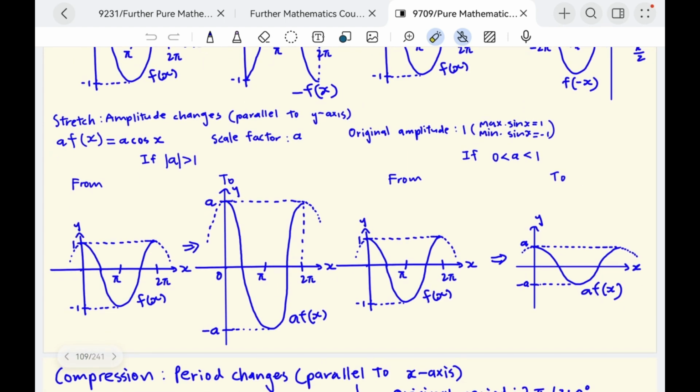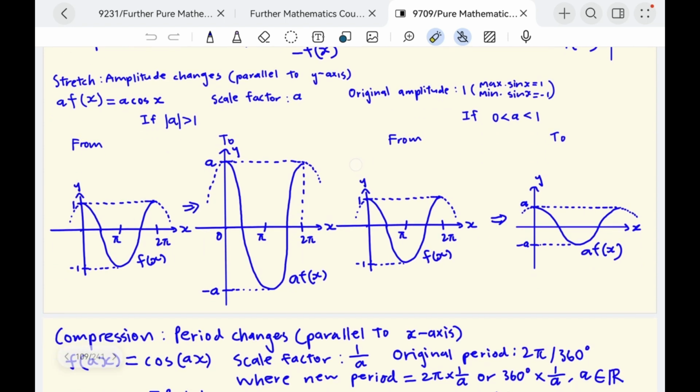So let's move on to the stretch of the cosine functions. So first is the amplitude change, and another one is the compression, which is for the period change. So if you multiply the entire cosine function by a, which means a times cosine function, where a is the scale factor, provided that the modulus of a is greater than 1, it stretches the graph. It stretches its amplitude by a times from its original amplitude.